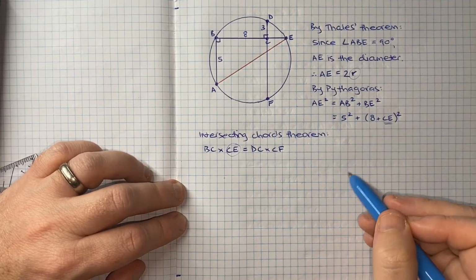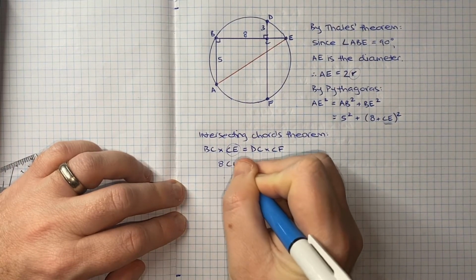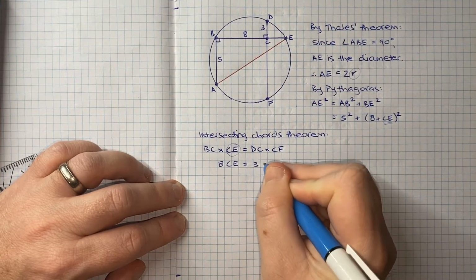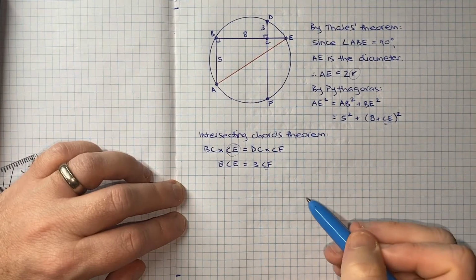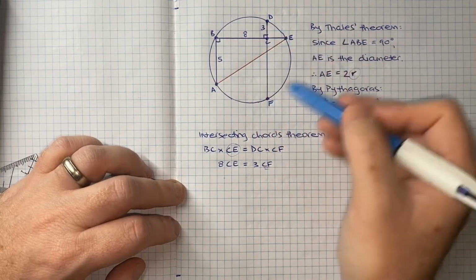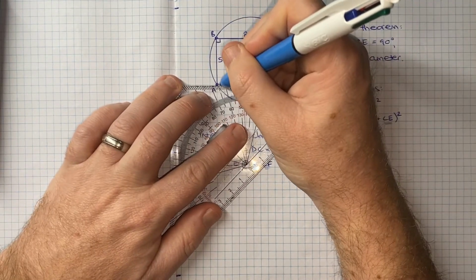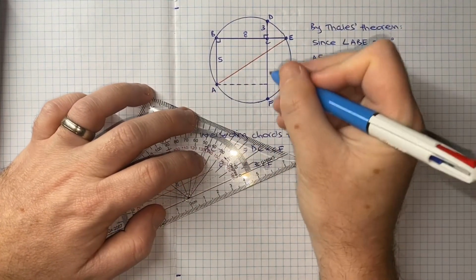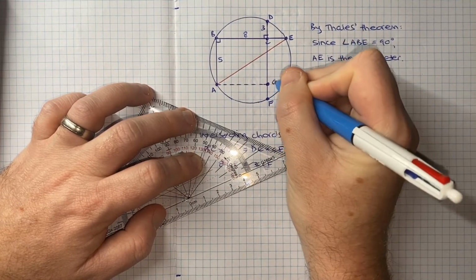So BC we know is 8, so we can say 8 CE is equal to DC, we know is 3, so 3 CF. Now we need to work out, well, what's the length of CF? And here we can make use of the symmetry of a circle. So I might just draw a dashed line over here, over to this chord from point A. So maybe I've got A, B, C, D, E, F, so I'll call this point G.